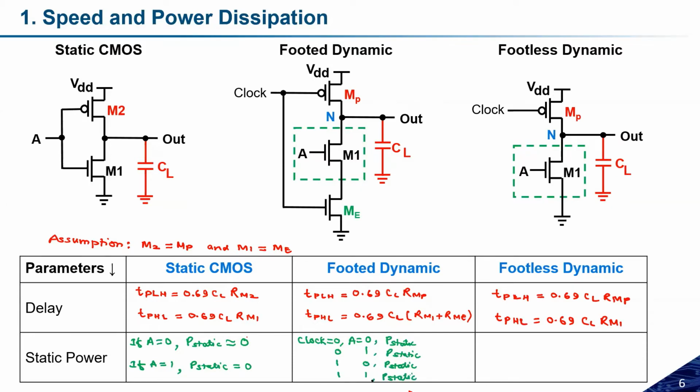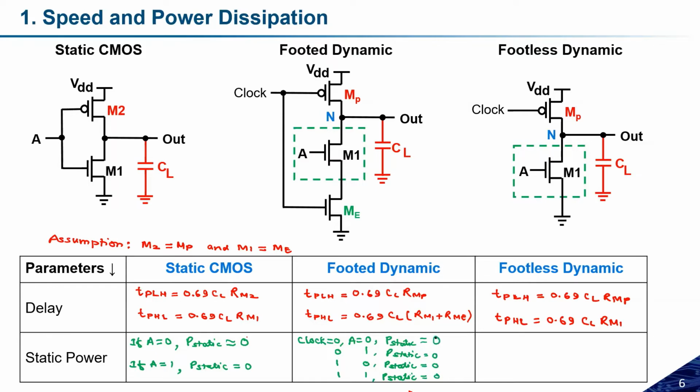Okay, so P static for the first case, if clock is equal to 0, in that case the pull-up network will be on, and because we have the evaluation transistor, which is complementary in nature, in none of the cases will we get a direct path, because precharge and evaluation are both complementary in nature, and so ideally the static power dissipation for all these combinations will be 0.